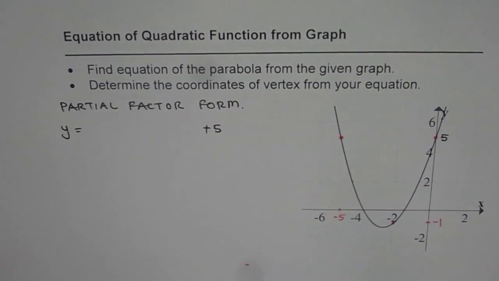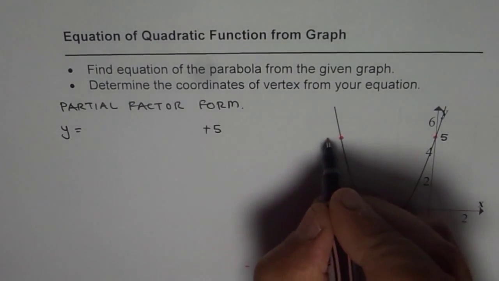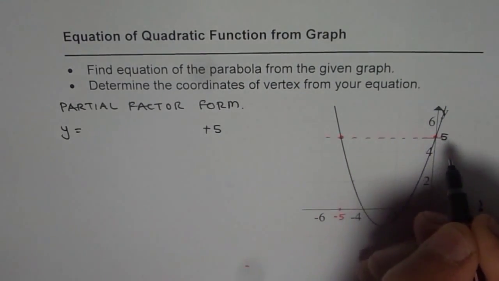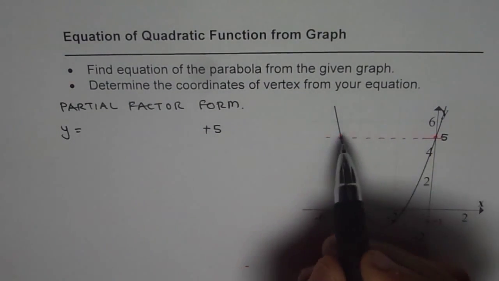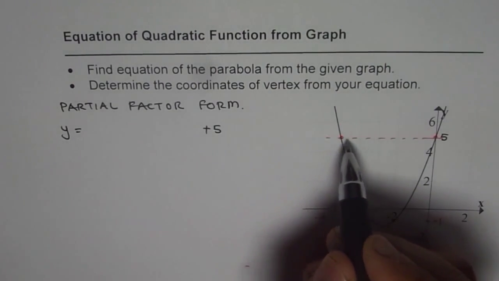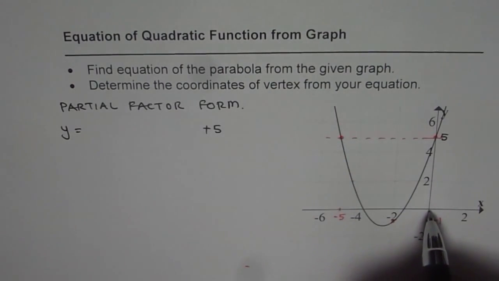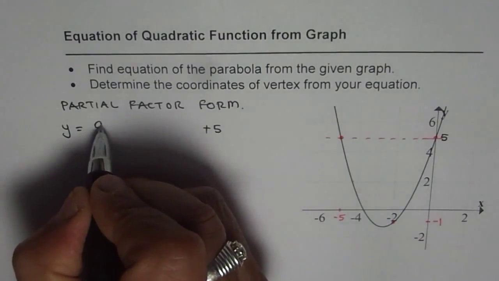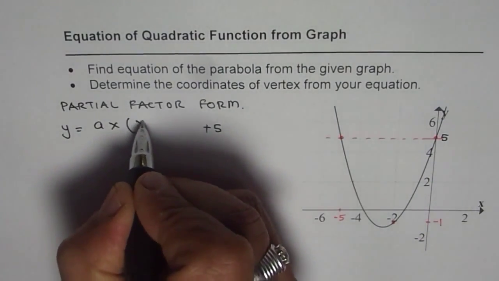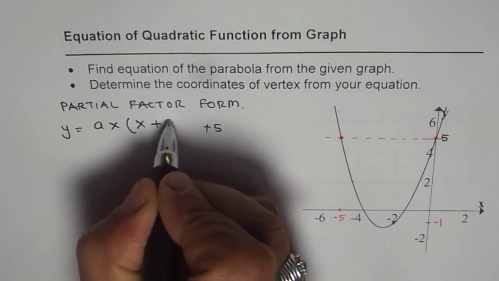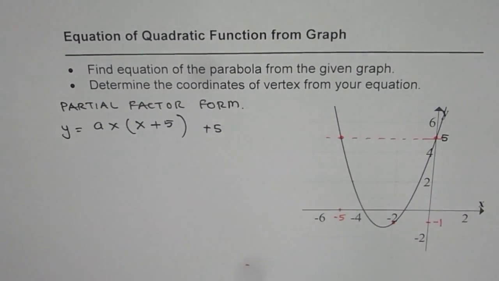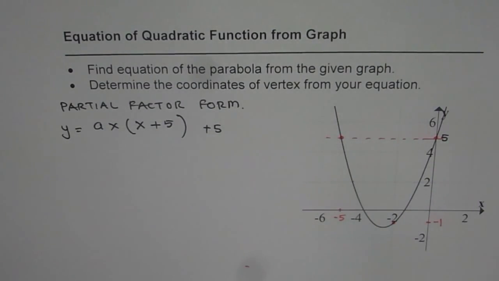Y-intercept is 5, so write +5 as the y-intercept. And if we are considering x-axis right here, let us think about a line here. In that case, this will be 0 when we are at -5 and at 0. So we can write this as a times x plus 5. Now, that is how we get this equation. Now, I'll give you more details about this.